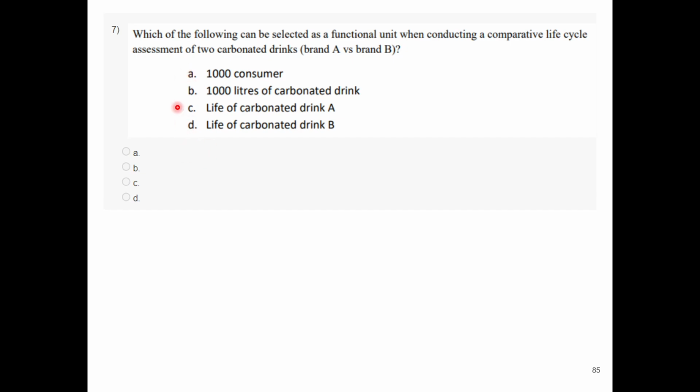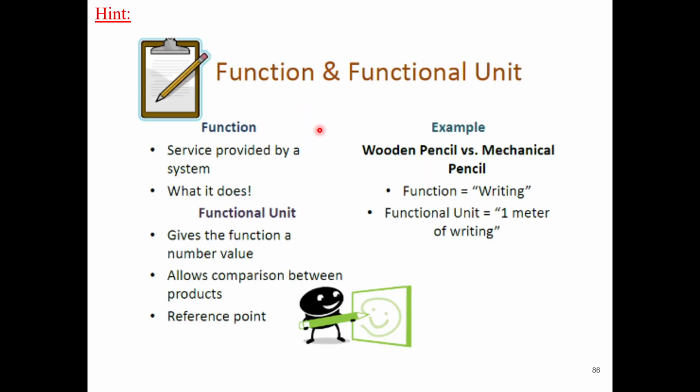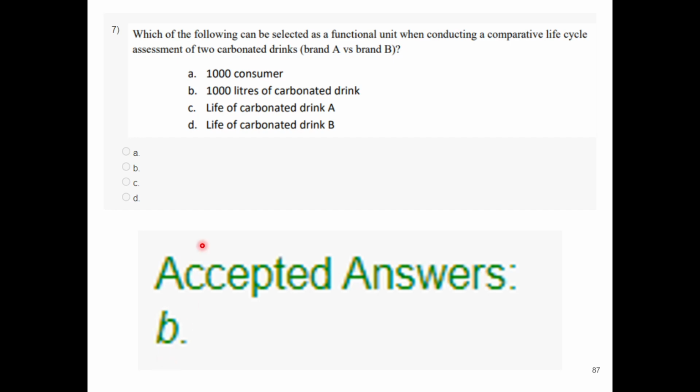So A, C and D are incorrect. B is the correct option, B, 1000 liters of carbonated drink. If you remember, a functional unit gives the function a number value, allows comparison between products, and also acts as a reference point. So B, 1000 liters of carbonated drink, is the correct option.